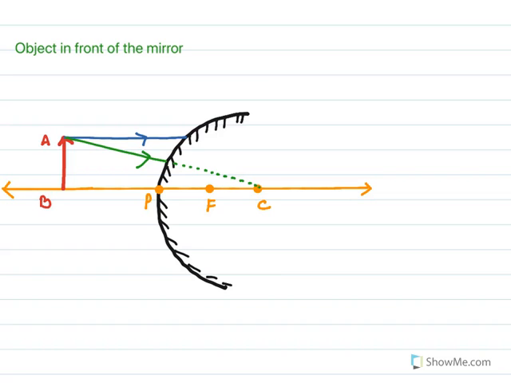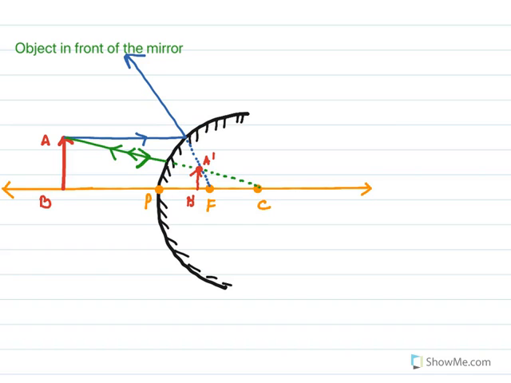Now the ray that is parallel to the principal axis, the blue ray, after reflection will appear as if it is coming from the focus. So this will be its direction, the blue ray. And the one that is heading for the center of curvature, the green one, will retrace its path. So you have seen both the rays meet at this point. So the image will be formed here, but this is a virtual image. So the image will be here, A dash, B dash.